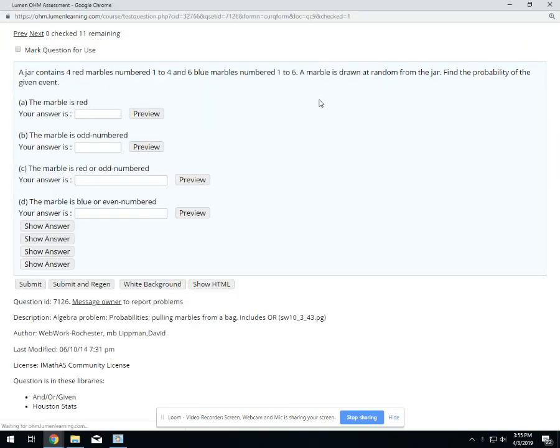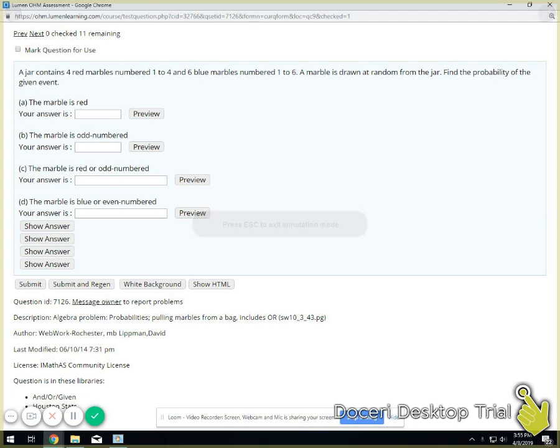All right, next question. We've got a jar that contains marbles. There are 4 red marbles, numbered 1 through 4. There are also 6 blue marbles, numbered 1 through 6. Then you're drawing a marble from the jar, and we have to find the probability for each of these events.